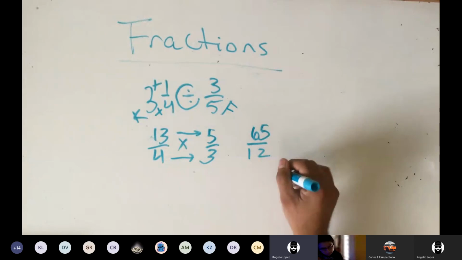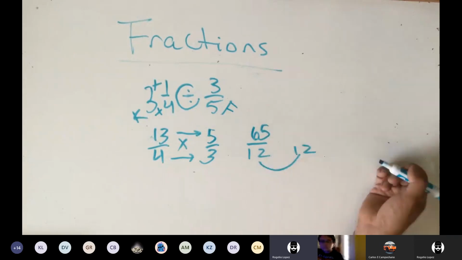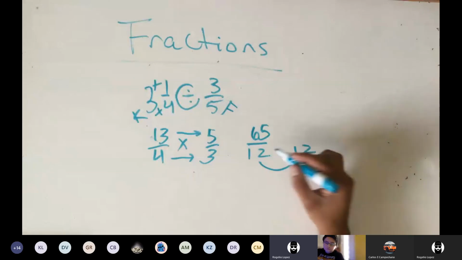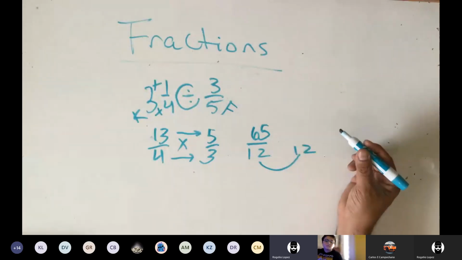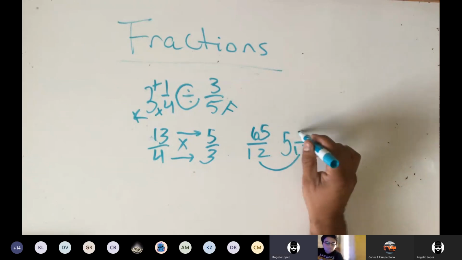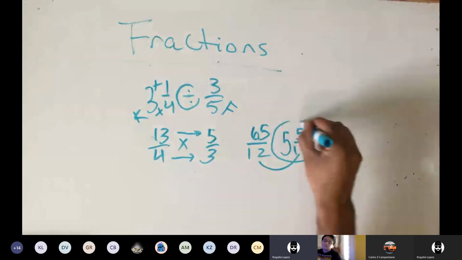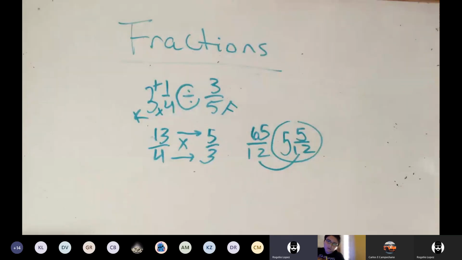Okay? So now I don't know if I can simplify, but let's just do this anyway. Maybe I can simplify later. The 12 carries on. How many 12s go into 65? 5 of them. That gives me 60. And the difference between 60 and 65 is 5. So that's my answer right there. Okay, so that is how you divide fractions. That's how you do all the operations with fractions.